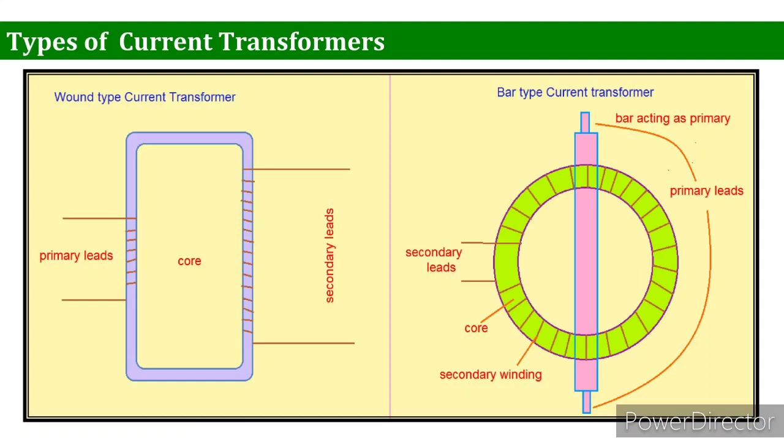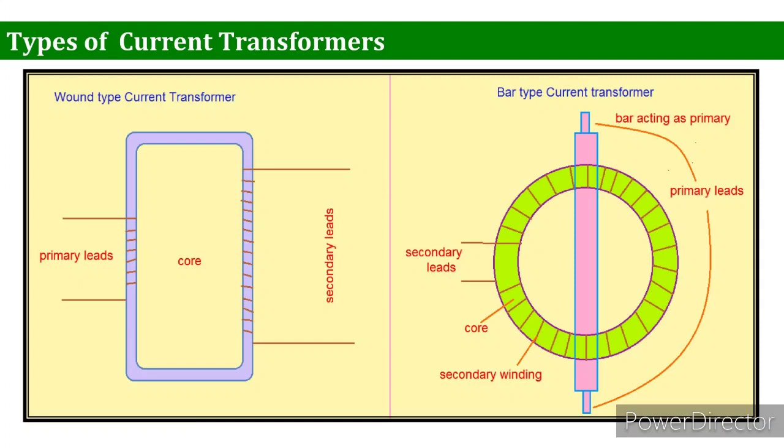In the last slide, we discussed the types of transformers. In this slide, you can see on the left hand side the wound type current transformer, and on the right hand side the bar type current transformer. If we explain the wound type current transformer, it is physically connected in series with the conductor that carries the major current flowing in the circuit. The magnitude of the secondary current is dependent on the turns ratio of the transformer.